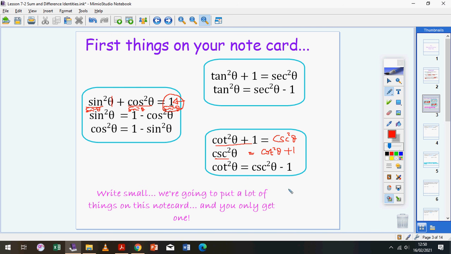So on your note card, you can write really small things because there's going to be a lot of formulas that will add to the note card, and you only get to use that one note card for the rest of the unit.